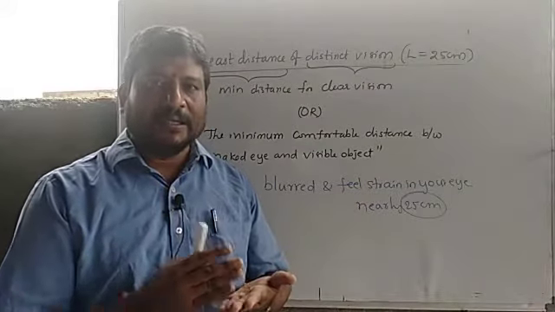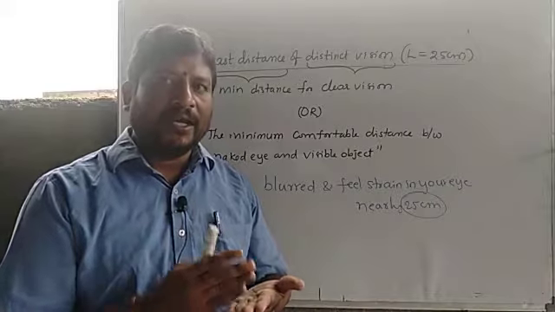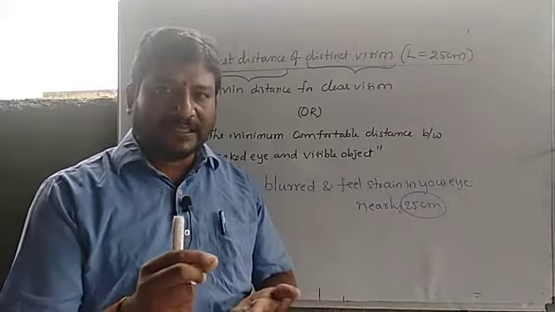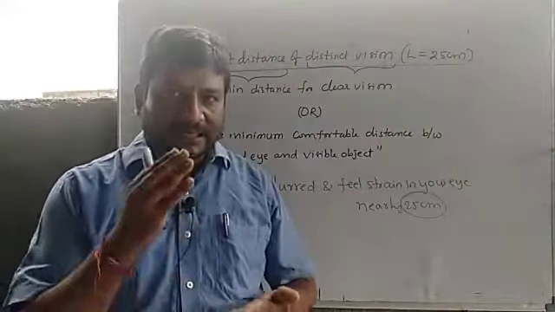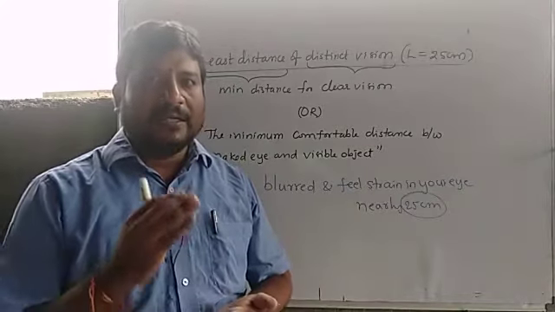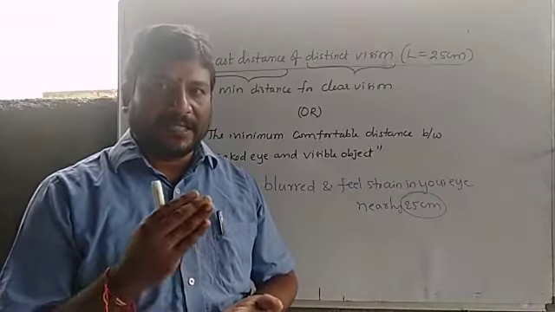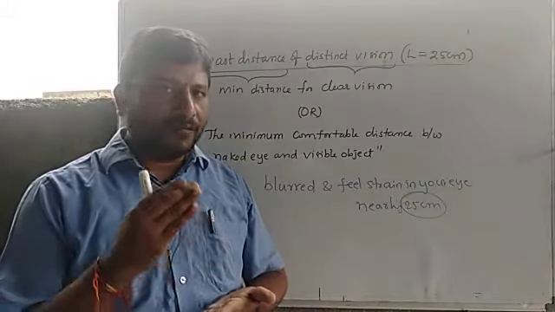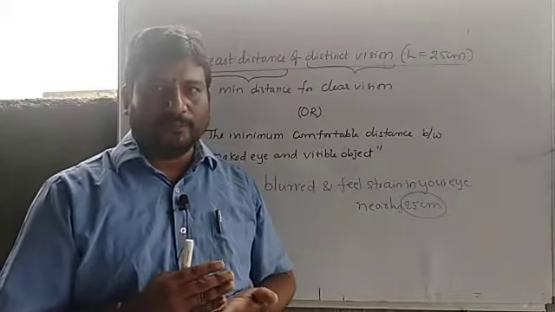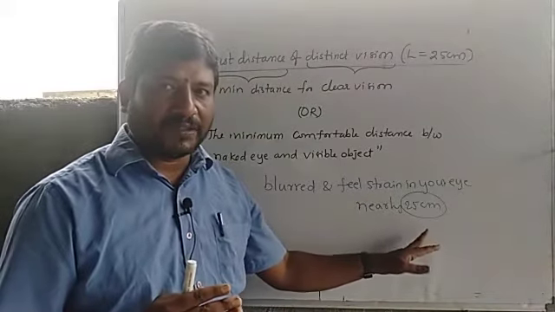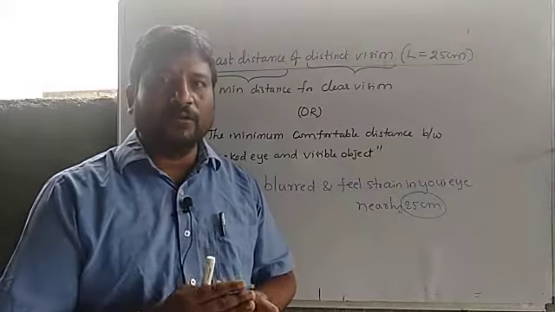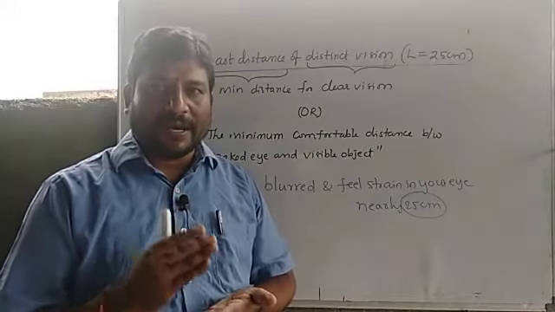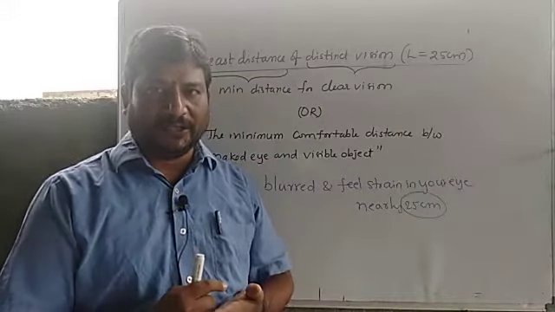To see an object clearly, the object must be at 25 centimeters from your eye. This minimum distance for clear vision is called the least distance of distinct vision, and its value is 25 centimeters. This value varies from person to person with age.